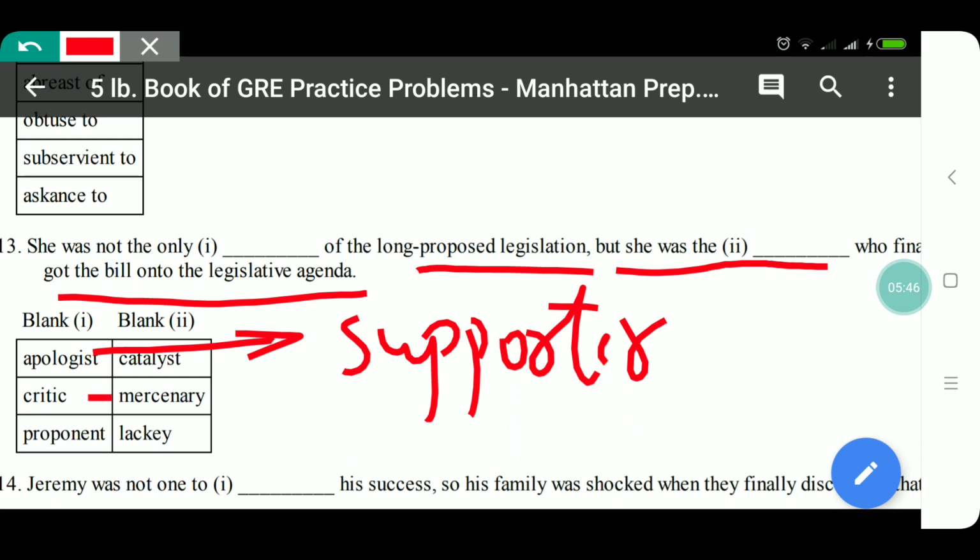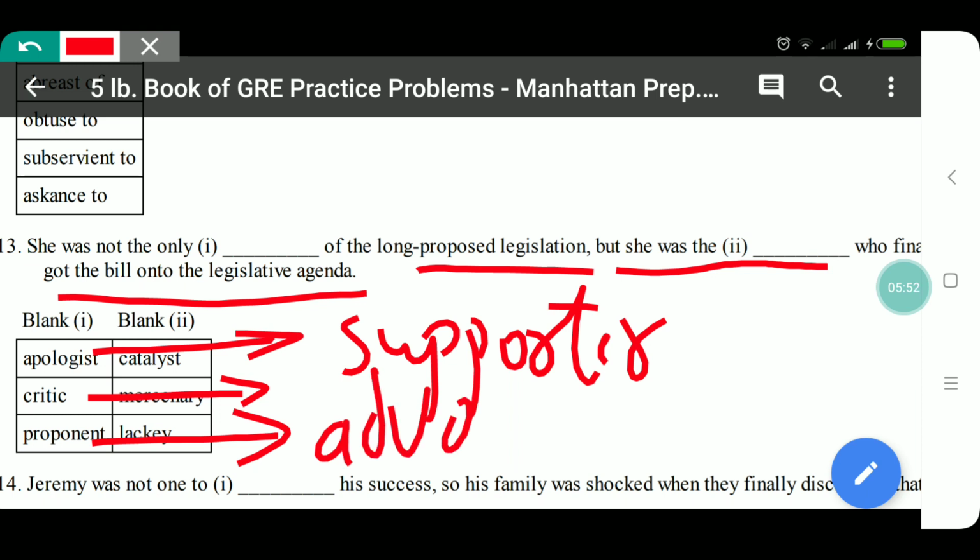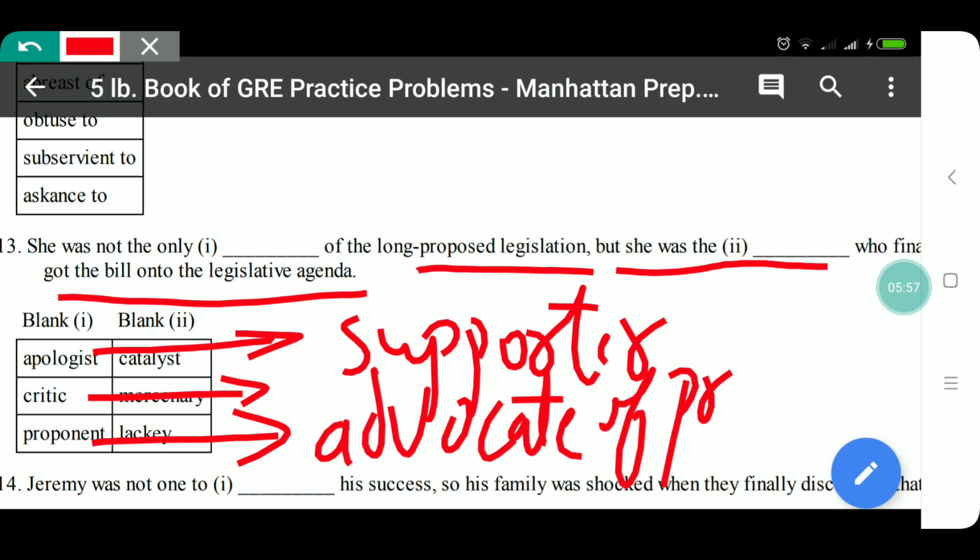Supporter. Now critic means one who doesn't support, one who criticizes. Proponent means one who advocates some proposed idea, an advocate of a proposed idea or proposed concept, whatever it is. Now we know supporter and advocate of a proposed idea are pretty much synonymous. Okay, let's talk about them later.